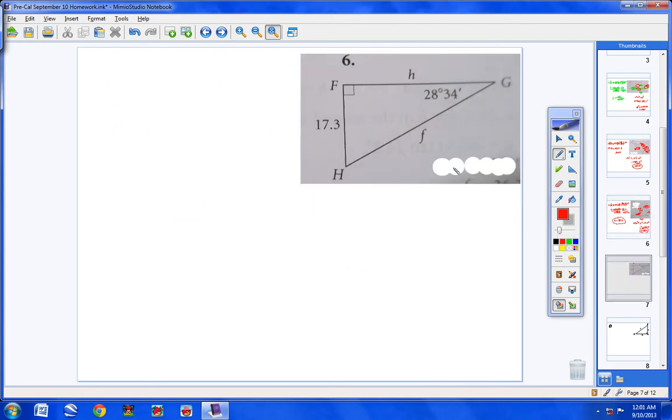Let's move on to number 6. All right. Notice we have two sides again. You know what? I really don't want these minutes. So I'm going to go ahead and change that over to decimals. 28 plus 34 divided by 60 is 28.57.